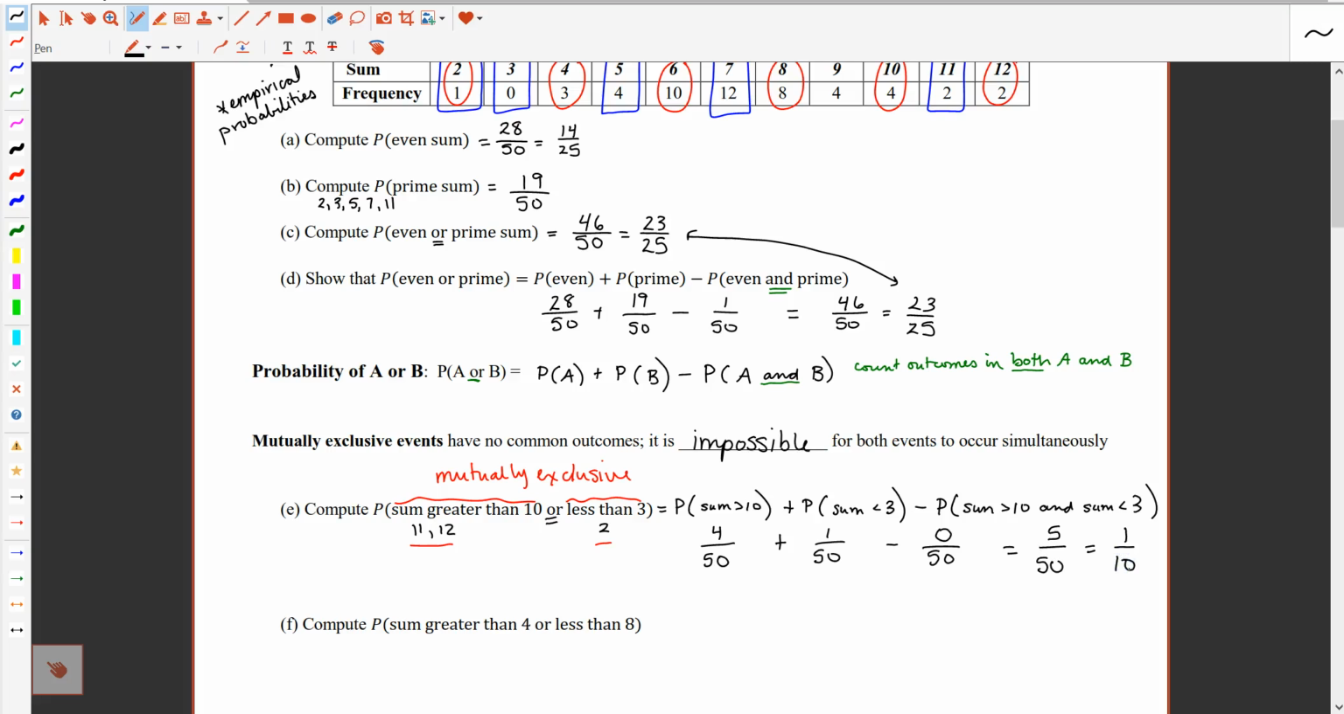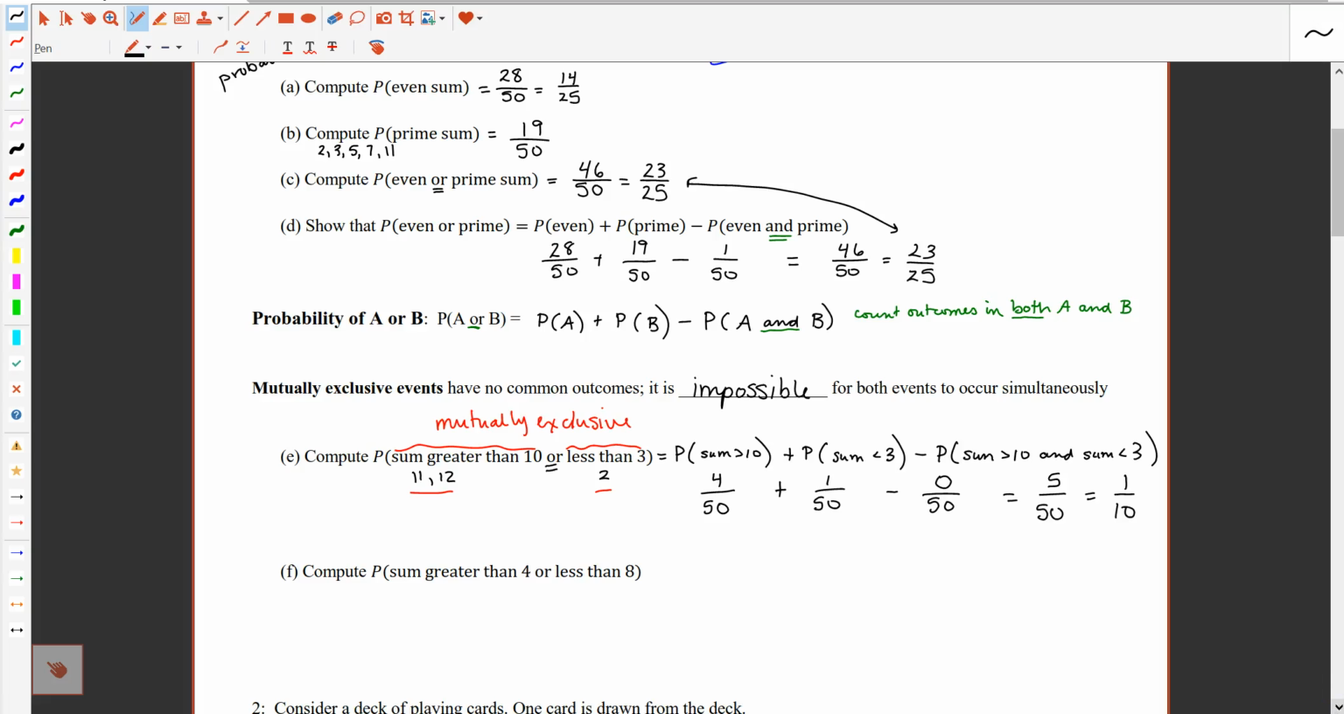Let's take a look at a different scenario just to compare these two. For this one, compute the probability that the sum is greater than 4 or the sum is less than 8. The sum being greater than 4 must mean that the sum would be 5, 6, 7, 8, 9, 10, 11, or 12. If I get any of those sums, that satisfies being greater than 4, and then I want to count it.